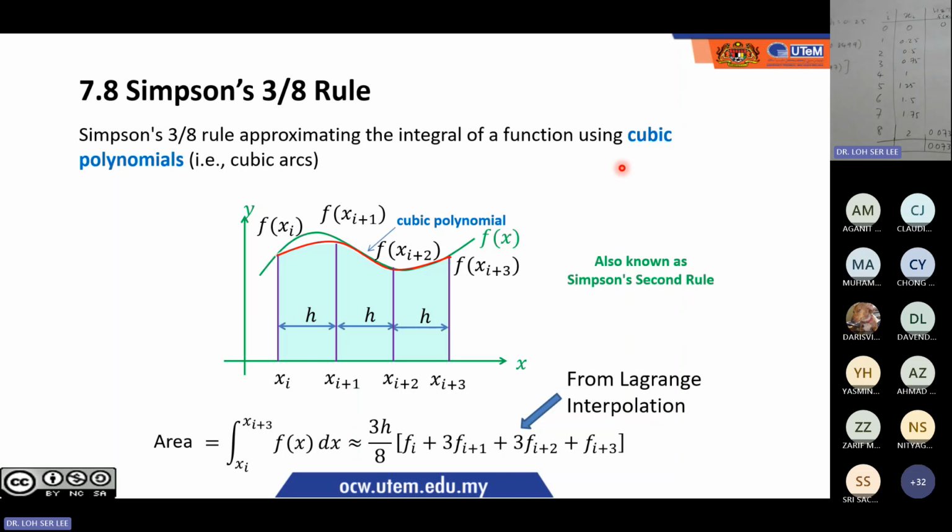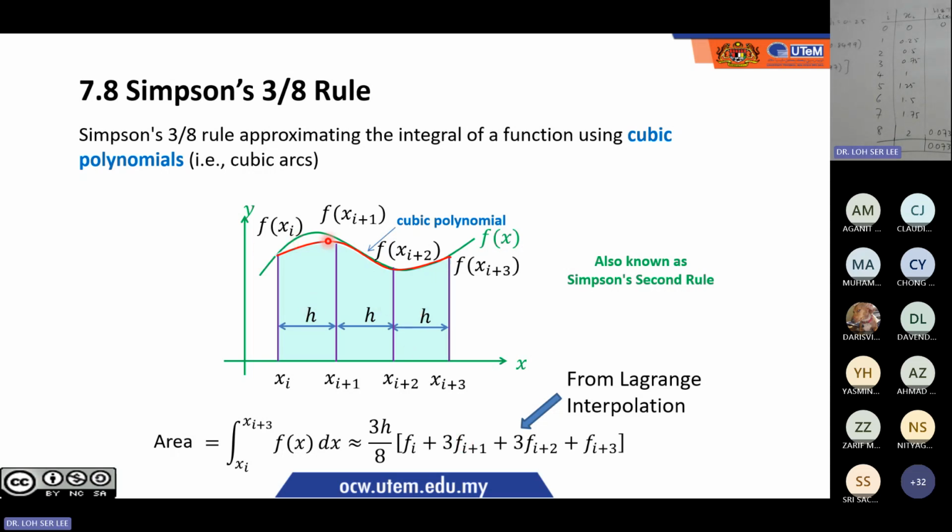Okay, next one, Simpson's 3/8 rule. Okay, this one is similar to the Simpson's 1/3. Okay, but this use cubic polynomials. Cubic polynomials means we need 4 points. 4 points, 1, 2, 3, 4, to estimate a cubic function. So this will be 3 subintervals works as a group.